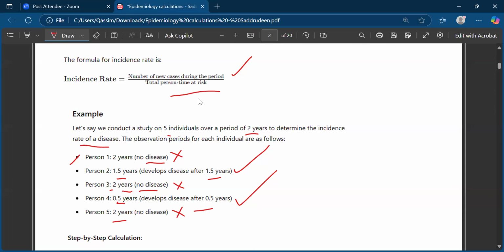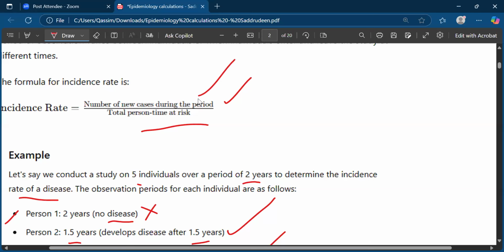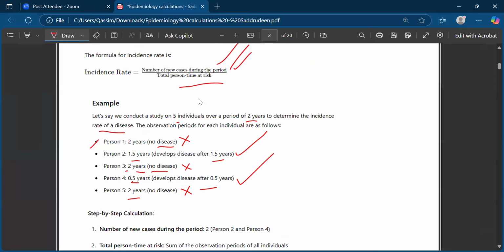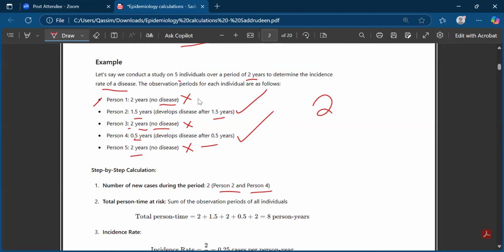So the first thing, let's get back to the formula. It's to identify the number of new cases during the period. How many new cases are here over these 2 years? We have 2. And these are person 2 and person 4. And how do we calculate the total person time at risk? So the best thing is to do what? Just take the years. It means person time at risk.